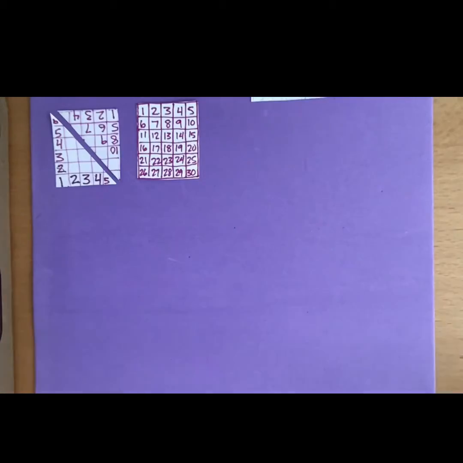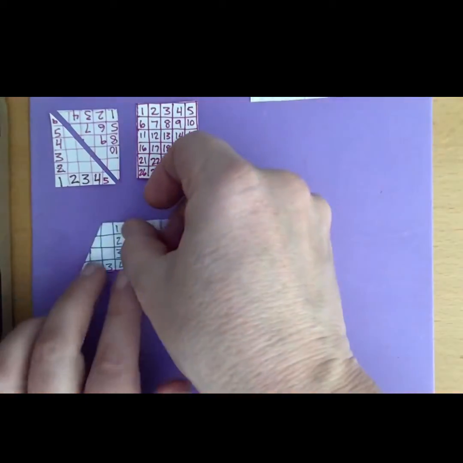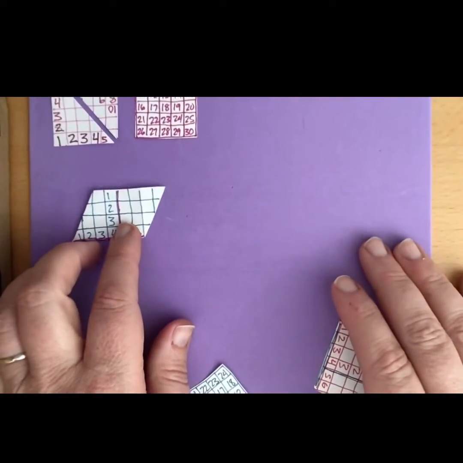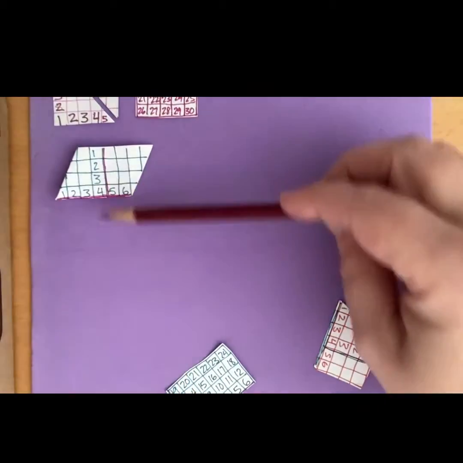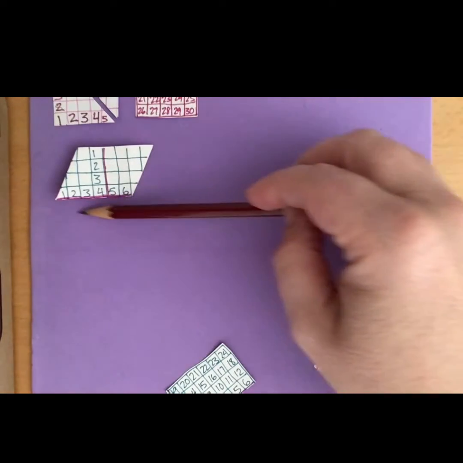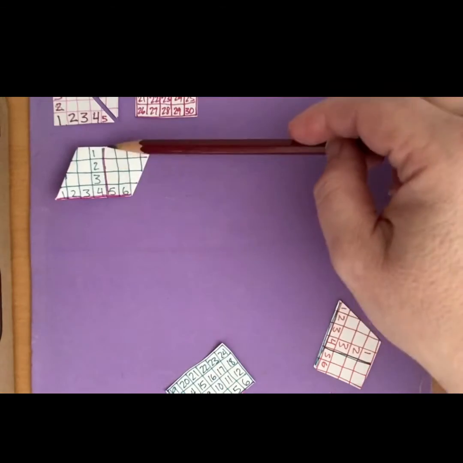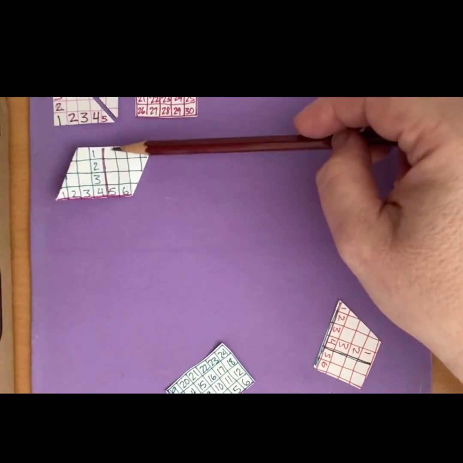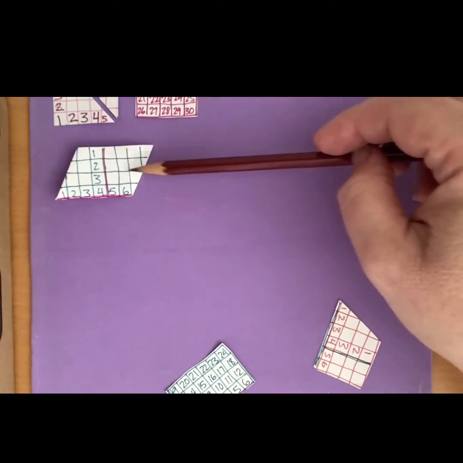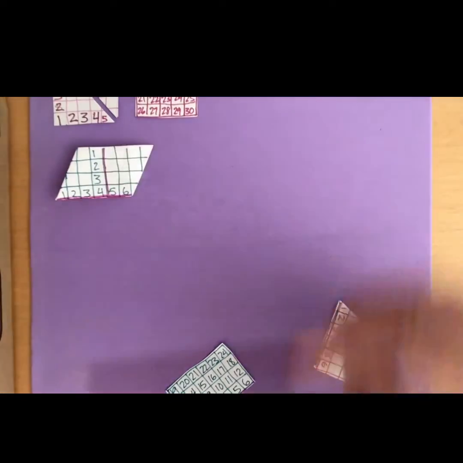So, we all love a good parallelogram, and here is my parallelogram. My parallelogram has a height of 4 and a base of 6. It's a parallelogram, so I have two pairs of parallel sides, and these sides will be equal to each other. This side and this side are equal in length, and this side and this side. So my bases are equal.